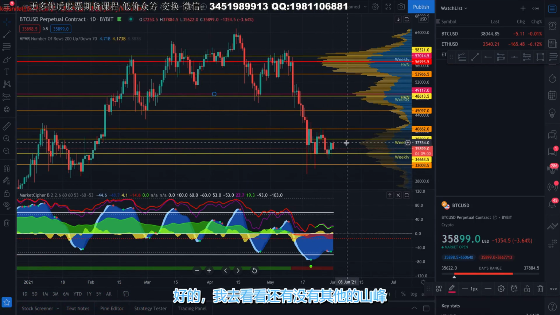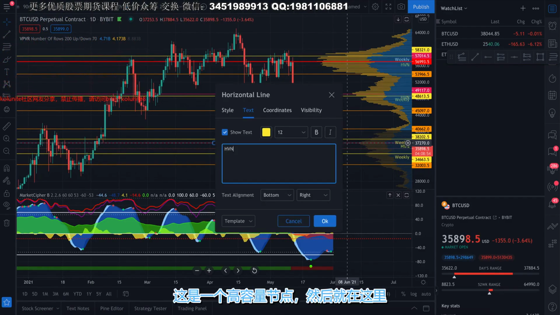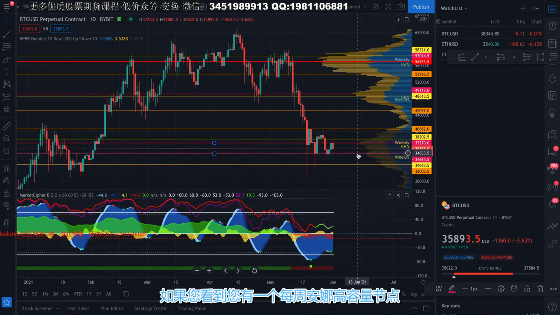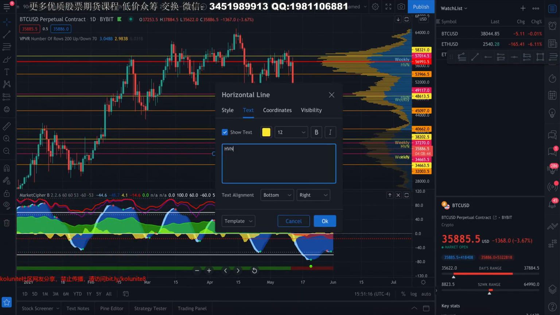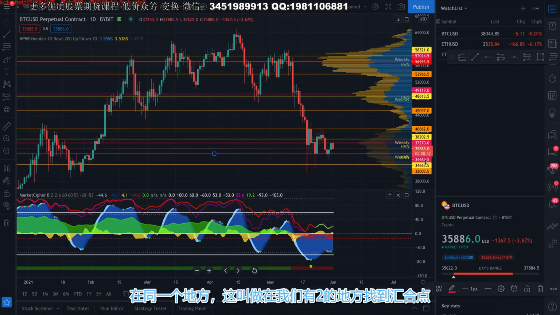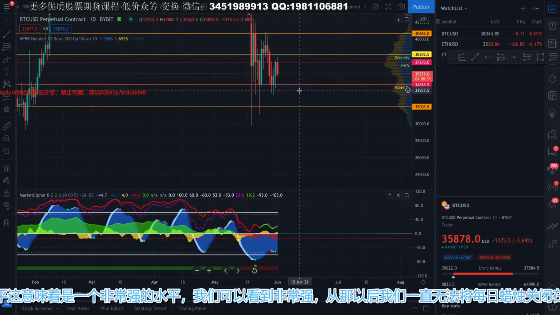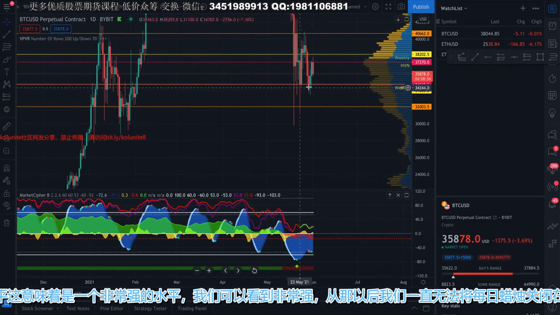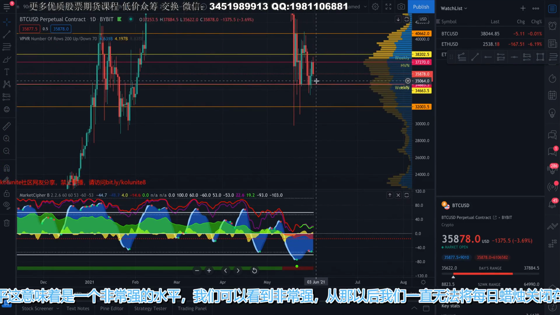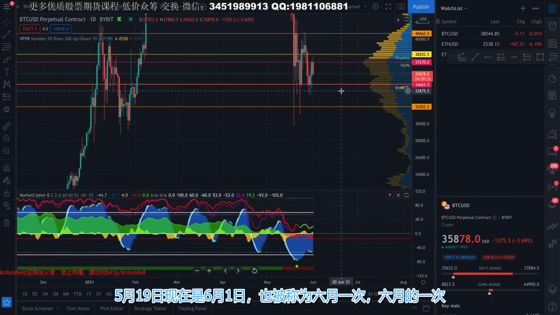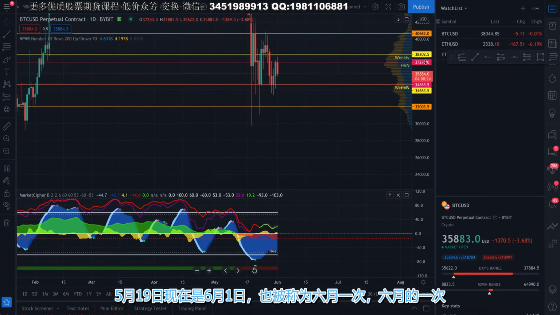Let's see if we have any other peaks. We do have one right here. This is a high volume node. And then right here, we have a high volume node right on the weekly time frame, right on it. Now, if you see that you have a weekly and a high volume node at the same place, this is called finding confluence, where we have two levels on the same exact place. This means this is a very strong level. And we can see it's very strong. We've been unable to close the daily candle below this level since May 19th. It is currently June 1st.